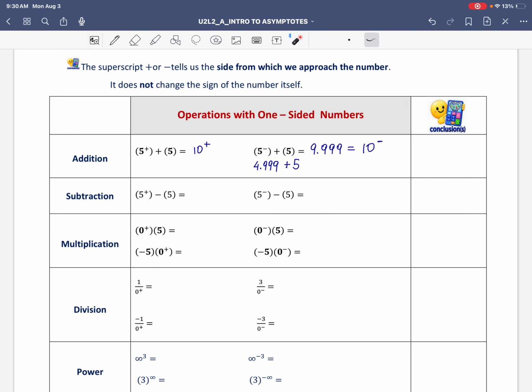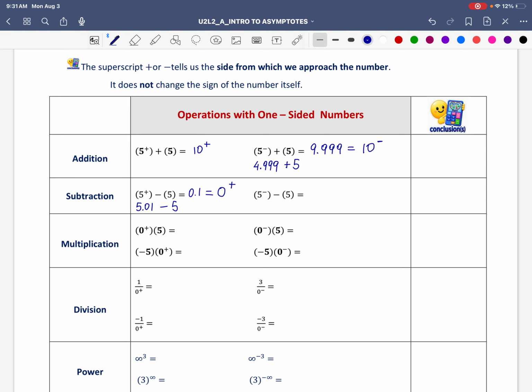So if we have 5 plus minus 5, I'm just going to take some numerical examples. So we have 5.01 minus 5. So in this case, we're going to see that there is a difference of 0.01. And if we were to take a number even closer to 5, 5.00001, then you get 0.00001, or should we say 0 plus?